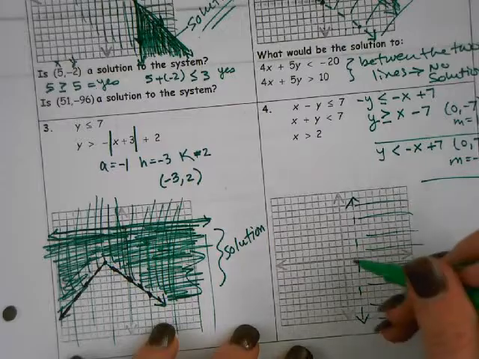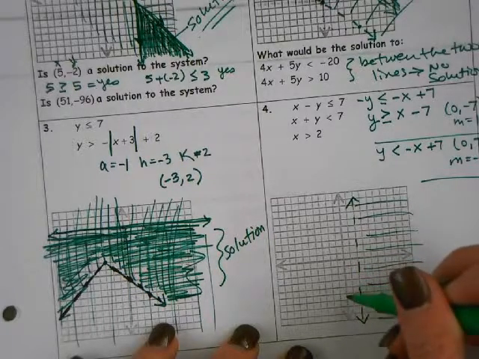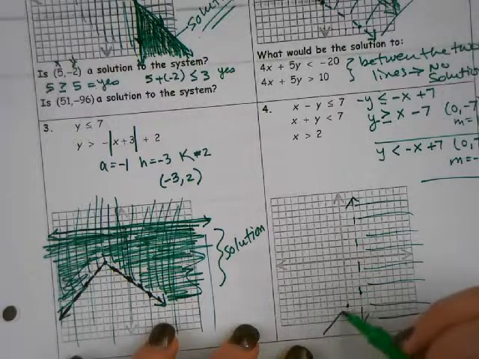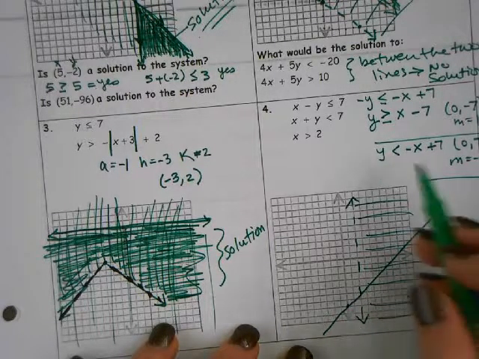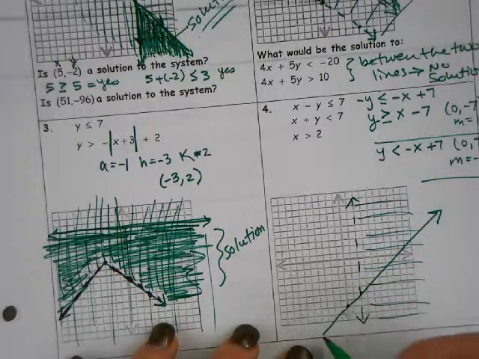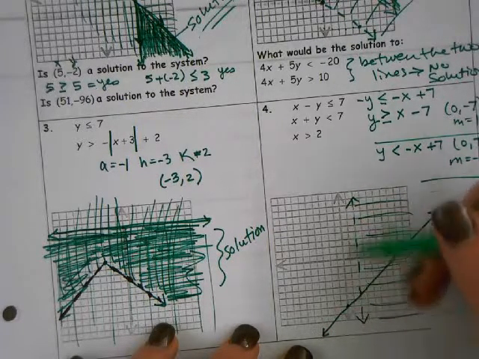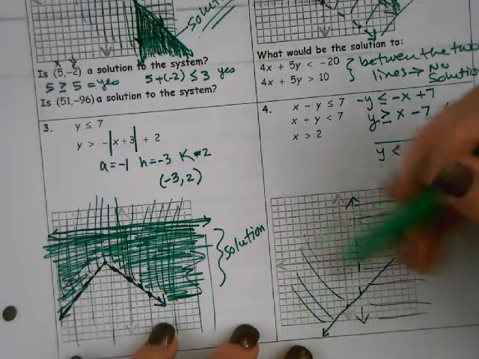Then I have 0, negative 7. And then I'm going to go up 1 over 1, up 1 over 1. So this is kind of the line like that. It is a greater than or equal to, so it's solid. And it's greater than, so y is greater, above it. Y gets bigger this way, so this is going to be my shading this way.